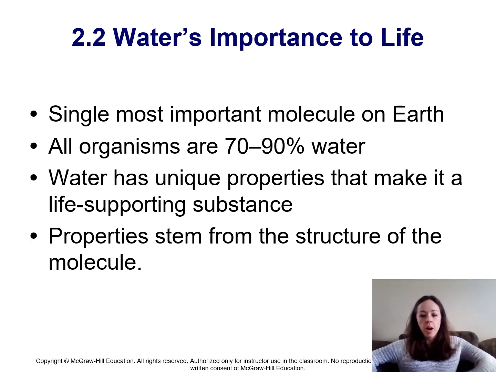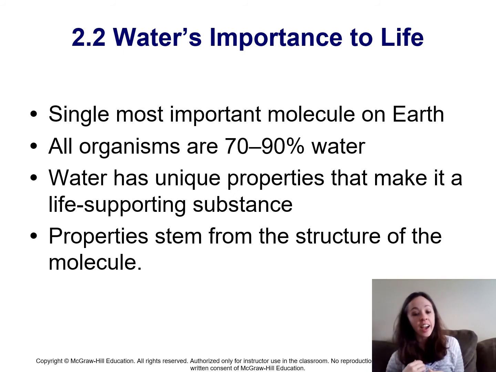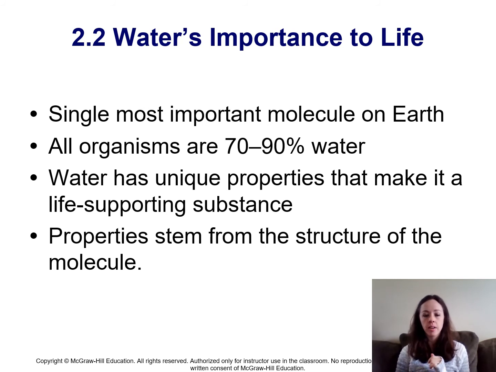So the chemical properties of any molecule will determine its physical properties, as can be seen in water. Water is the single most important molecule on Earth. All organisms are made up of about 70 to 90% of water. And water has unique properties that make it a great life-supporting substance. And its physical properties, again, are determined by its chemical structure.